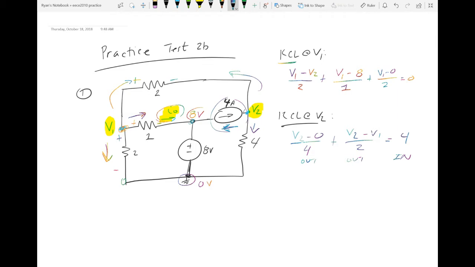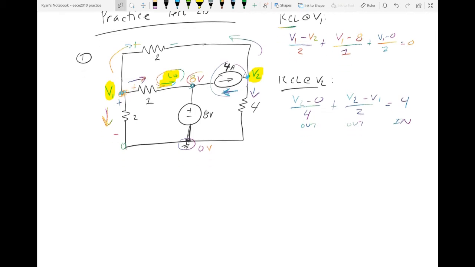At this point, you have 2 equations, 2 unknowns, and so you can solve it by whatever means you want to use: matrix operations, substitutions, things like that. Just to get it set up, if this is equation 1 and this is equation 2, in equation 1 I can factor the V1 out, and I get V1 times 1 over 2 plus 1 over 1 plus 1 over 2. I then have minus V2 over 2, and then I have this minus 8, so I move that to the other side, minus 8 over 1. That's my first equation.